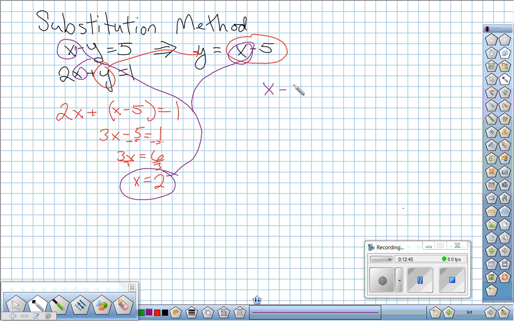And so it was x minus y equals 5. I plug in 2 and I'll have 2 minus y equals 5. I'm going to subtract 2 and I get negative y equals 3. Divide or multiply by negative 1 and my signs change and I get y equals negative 3. I always write it back as an ordered pair and I have (2, negative 3).